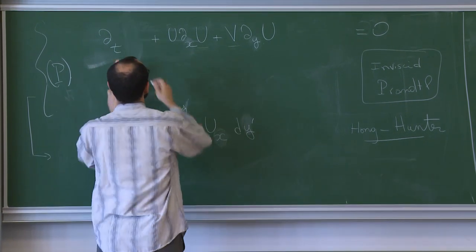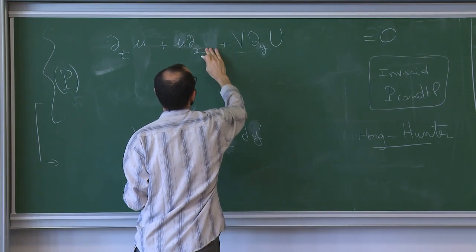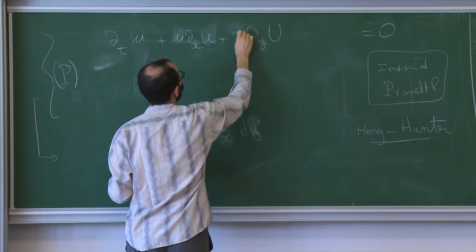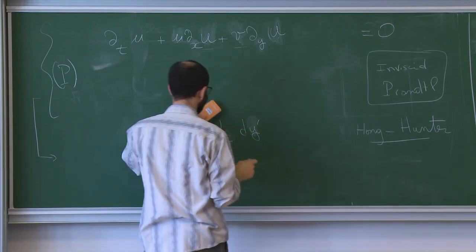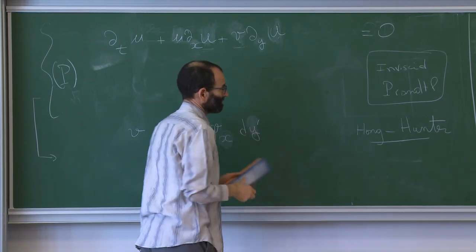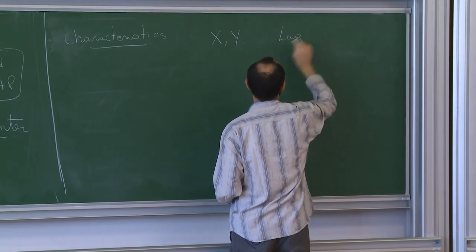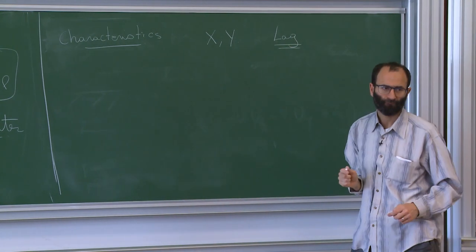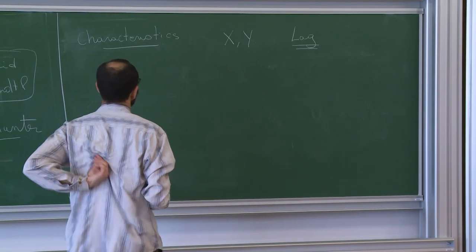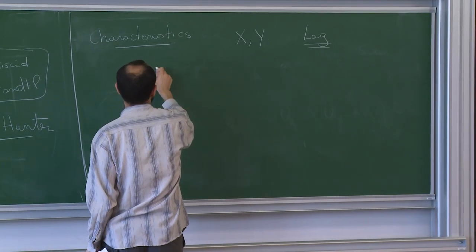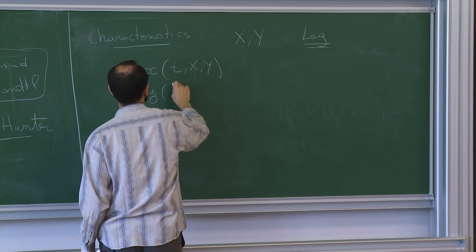Okay, let's write down everything small. Right, so everything is small, and now capital X, capital Y will be the Lagrangian coordinates. So I want to understand the characteristics. I want to understand small x of t, X, Y, and small y.